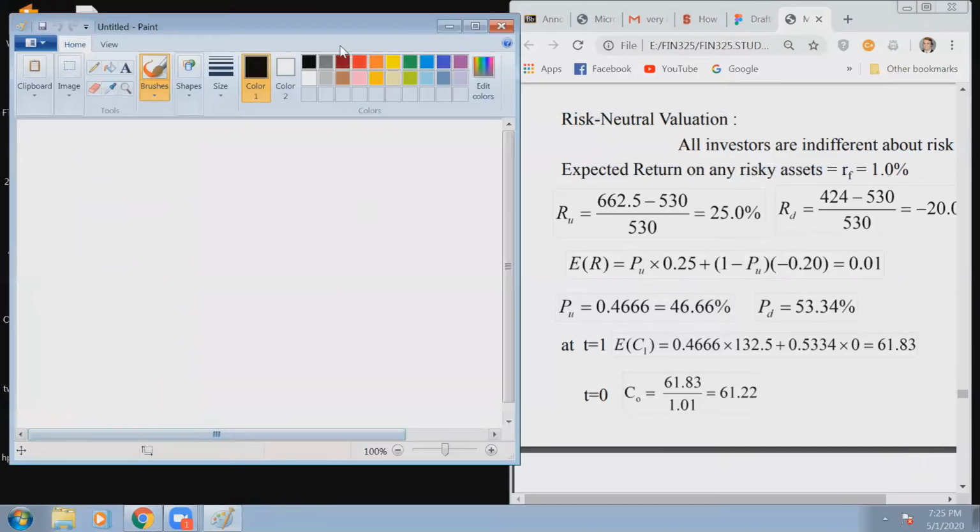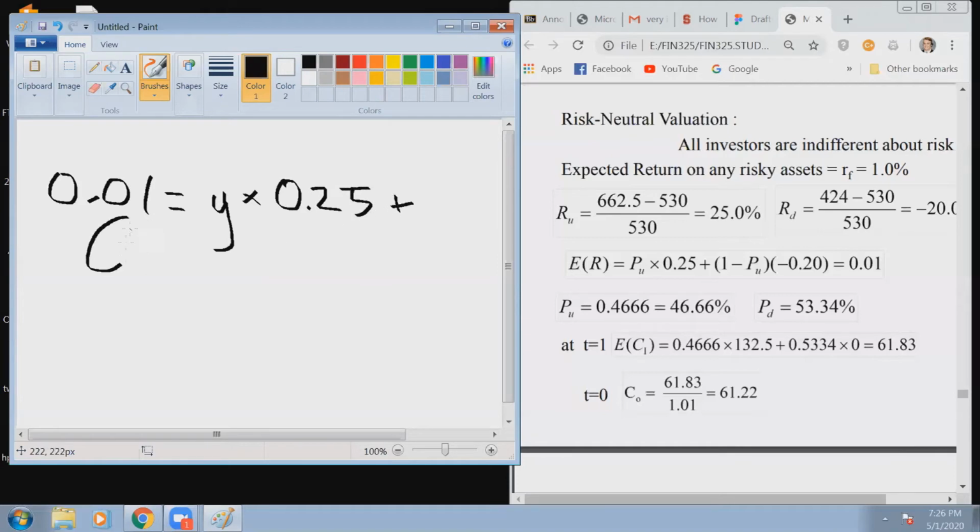and I'll just show you how it works. So we have 0.01 equal to, we'll say y for the probability of an upturn, times 0.25, plus 1 minus y times negative 0.20. And so what we can do here is you basically just multiply this out.